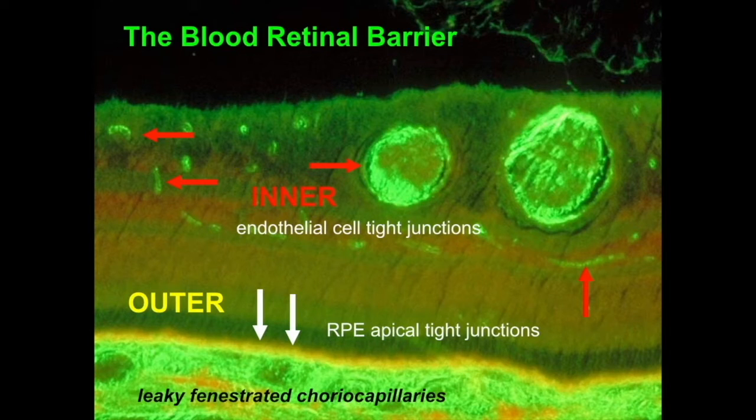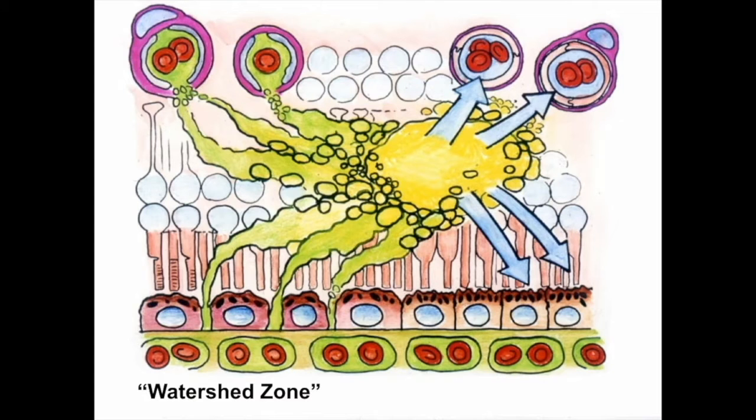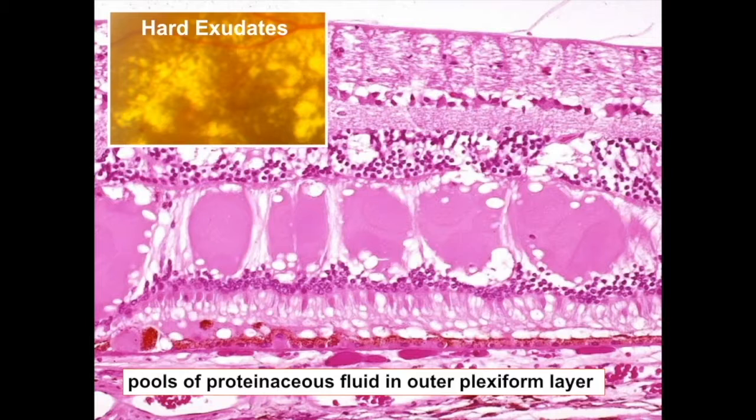The capillaries of the choriocapillaris are leaky and fenestrated, so we can see the entire choroid is filling up with green dye. If you have problems with either the inner or outer portions of the blood-retinal barrier, this can lead to the accumulation of fluid, lipid, and protein, generally in the watershed between the two circulations. This is typically the outer plexiform layer of the retina.